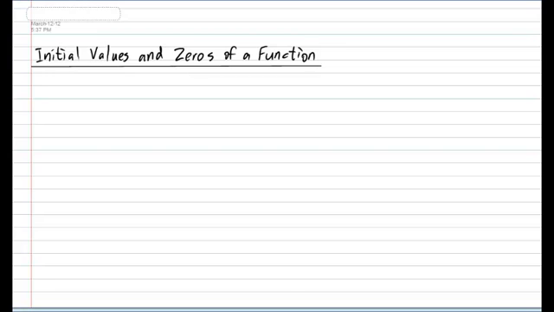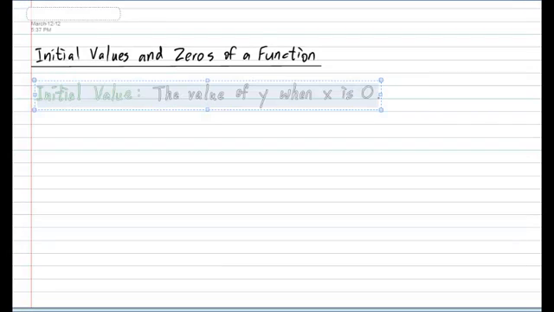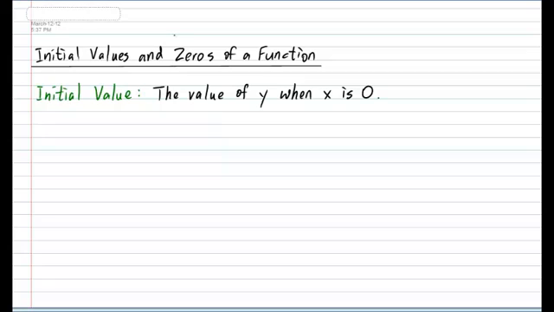You will probably recall from grade 9, or even as far back as grade 8, that the definition of the word initial value is basically the value of y when x equals 0. So let's get that expression down. Initial value, the value of y when x is 0.